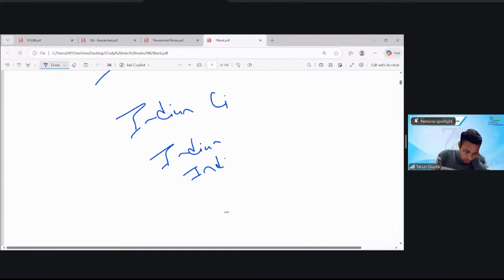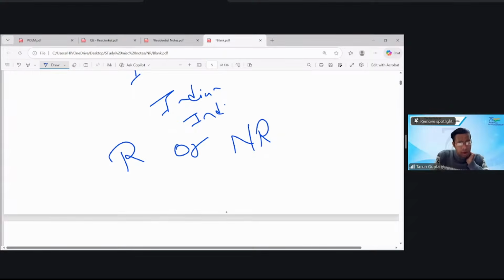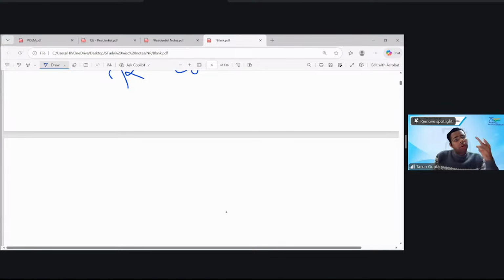Okay. So for an individual, we have studied when you call us R or NR. But the story doesn't end here. When you call it NR, you satisfy either of the two conditions: 182 days or more, or 60 days or more and 365 days or more. But for three types of person, the second condition is not applicable. Who are these three types of person?